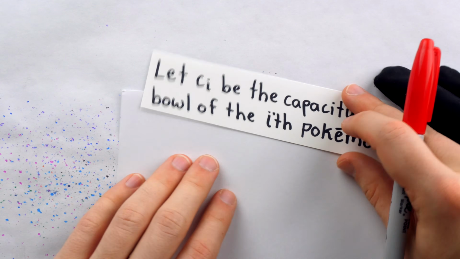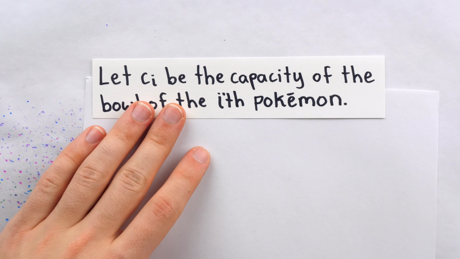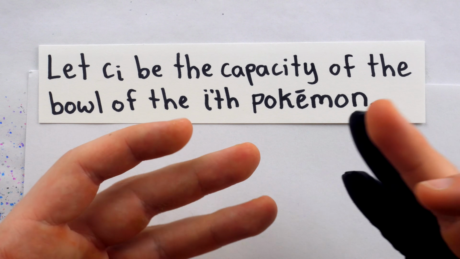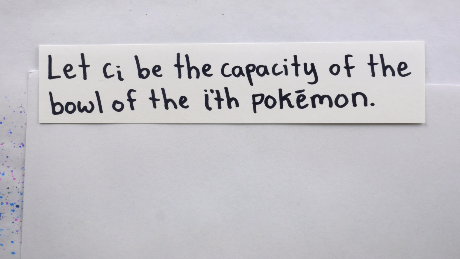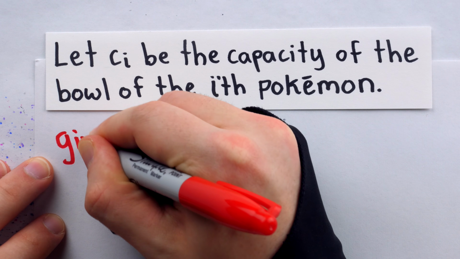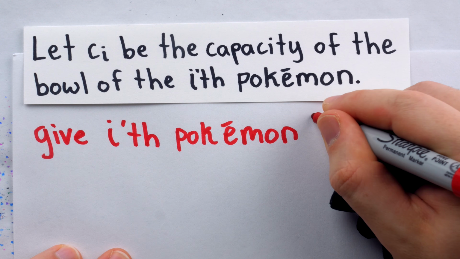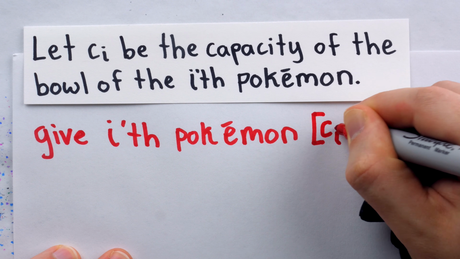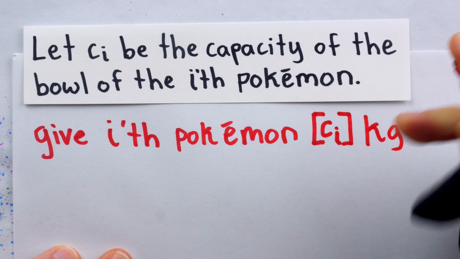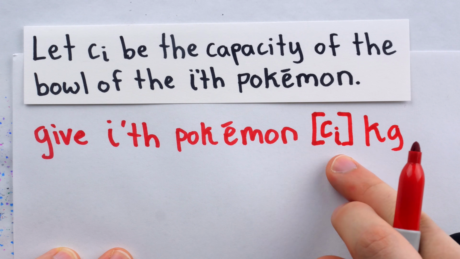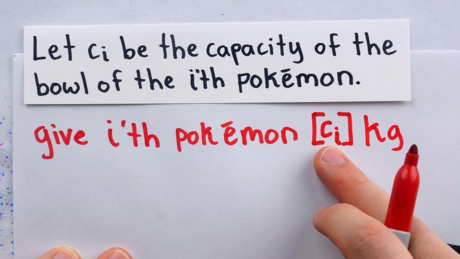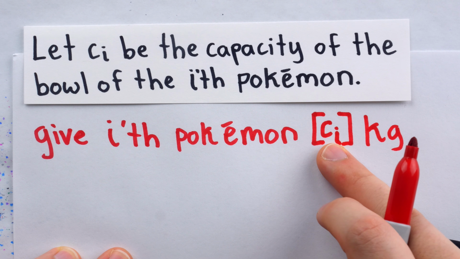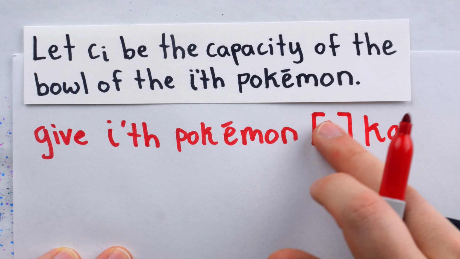So, as you've no doubt gathered by now, we're letting Ci be the capacity of the bowl of the ith Pokemon, imagining we've numbered them 1 through 100. And perhaps if we just give the ith Pokemon the nearest integer to his bowl's capacity, we will have exactly the strategy we need. This is the notation which means nearest integer. So if a bowl's capacity was 0.9, this would round to 1. If a bowl's capacity was 2.3, this would round to 2.